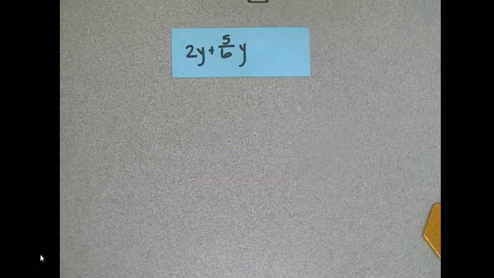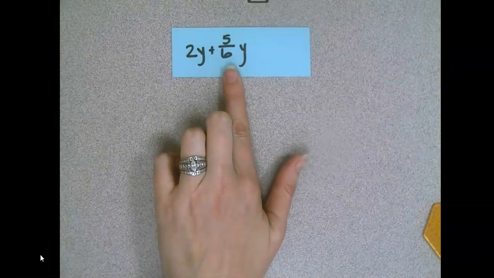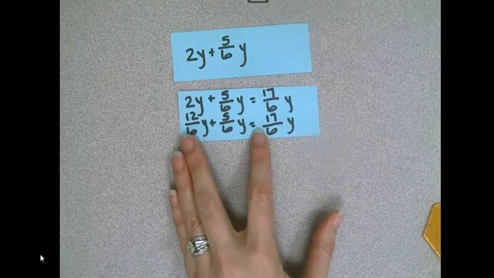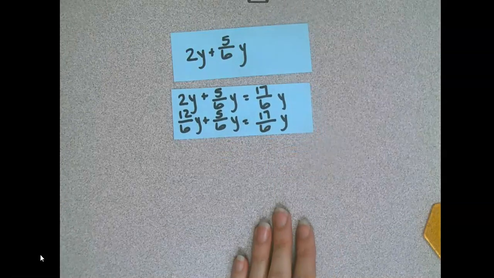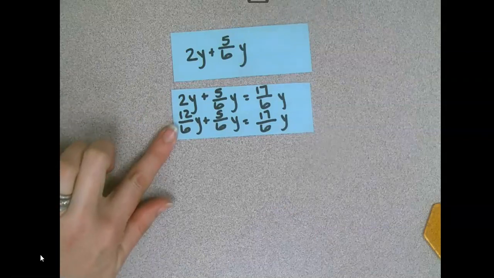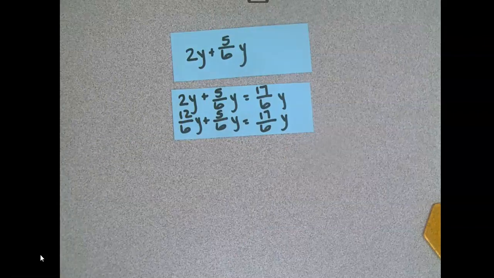And revisiting our second example problem, 2y plus 5/6 y, we see that 1/6 is our fractional unit, and so we are going to change 2y into our fractional unit of 1/6. And so 2y becomes 12/6 of y plus 5/6 of y, and we end up with 17/6 of y. So the same answer that we got when we solved it in our other method.